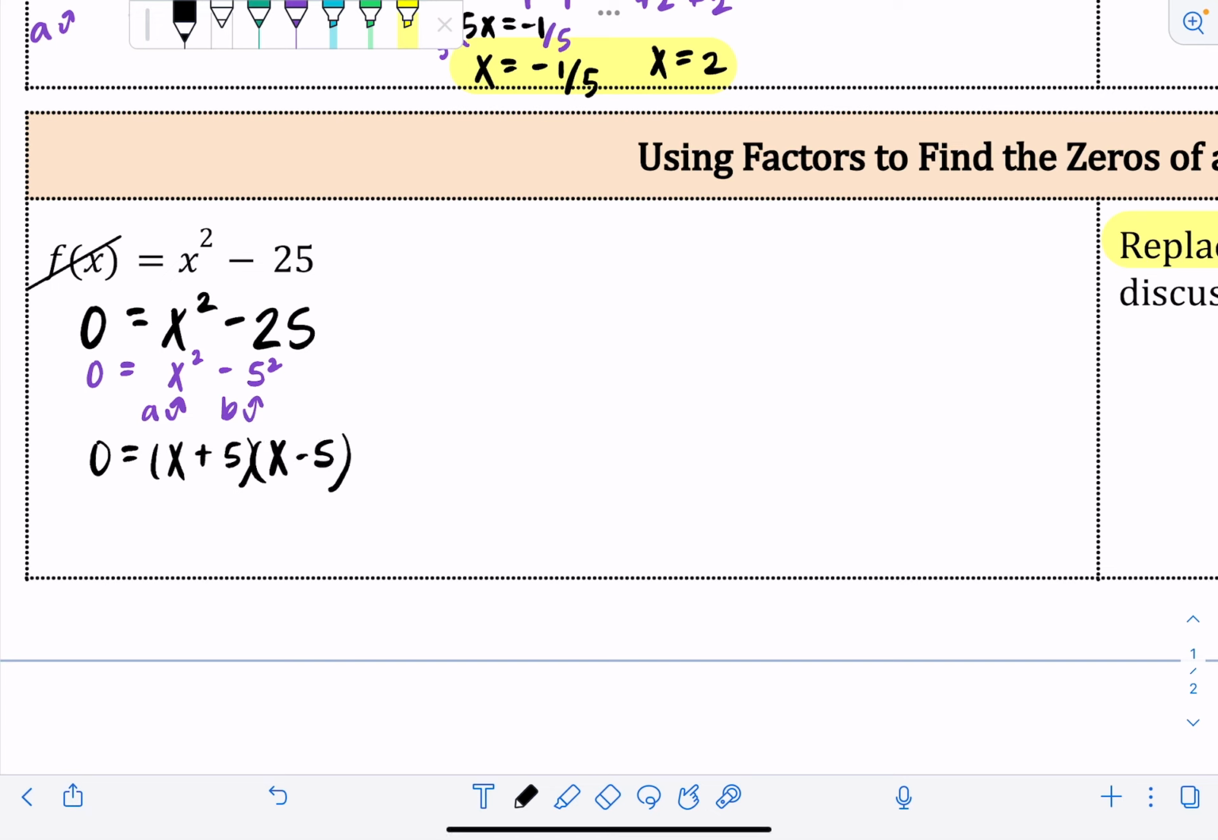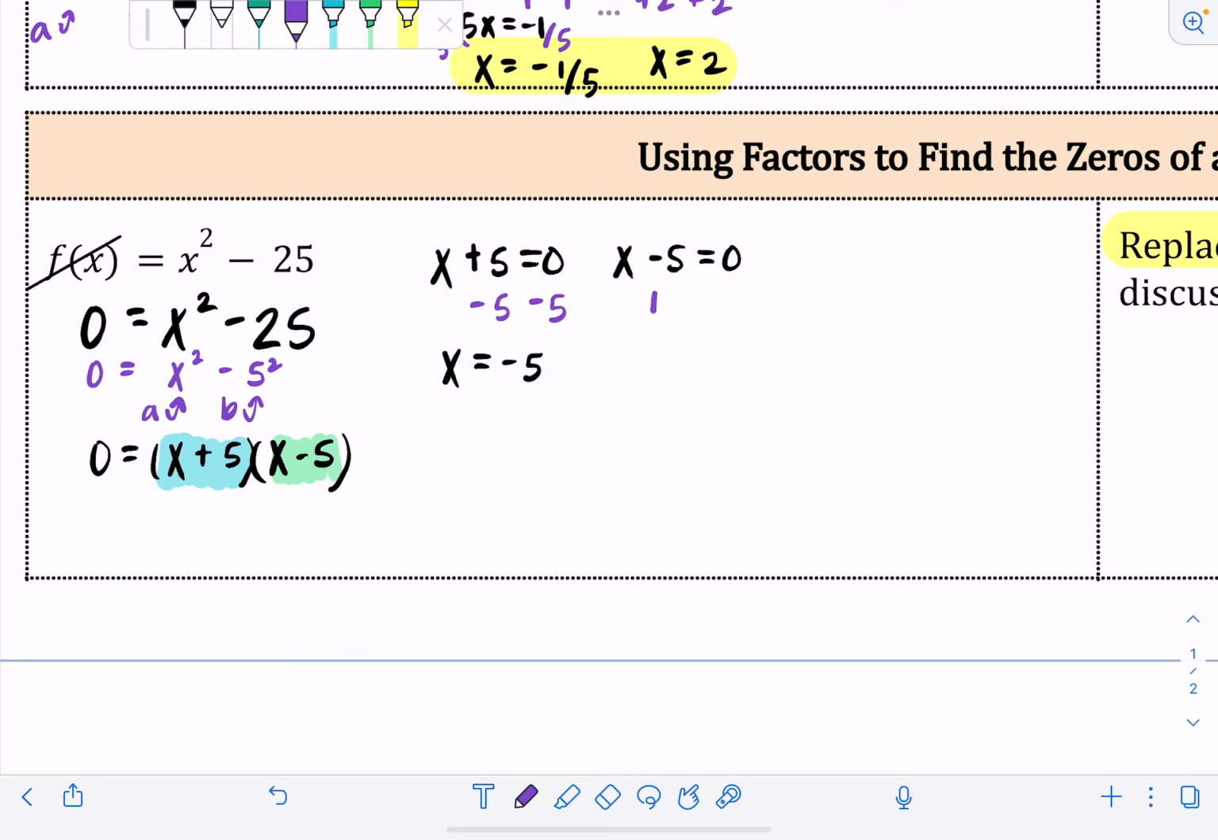And now it's fully factored, so I can set each factor equal to 0. So one of them would be x plus 5. One of them would be x minus 5. So x plus 5 equals 0. x minus 5 equals 0, and then I just have to solve each. So for the first one, I would subtract the 5 over, get x equals negative 5, and for the second one, I would add the 5 over and get x equals positive 5. So x equals negative 5 and x equals positive 5.